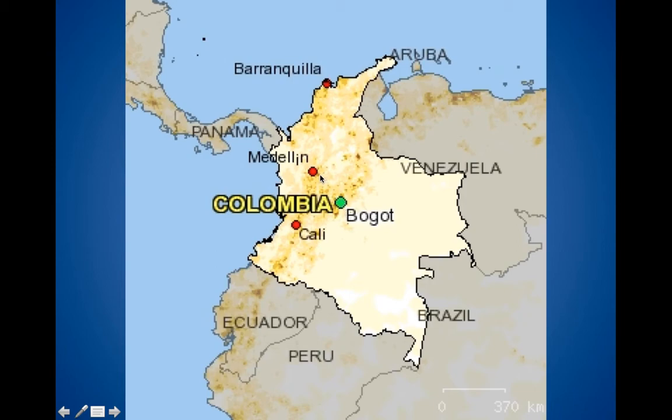Another fancy city or a well-known city is Medellin right here. This is where Pablo Escobar had his cocaine empire, which we'll talk about a little bit later here. The drug trade's very, very big in Colombia.